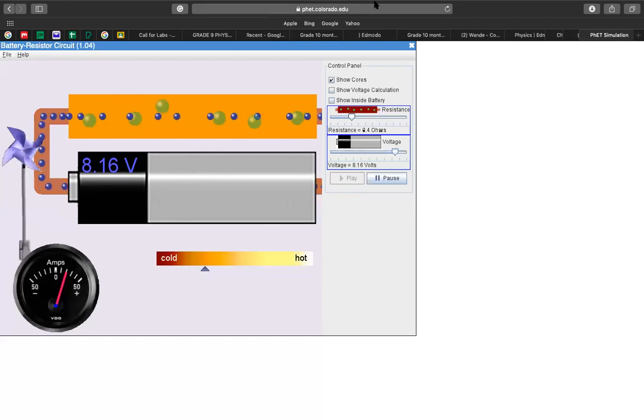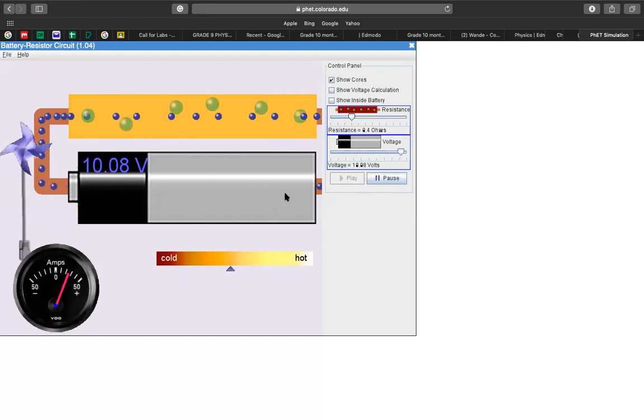Any more questions? Yes, sir. What does the 8.16V represent? That is the value of our voltage. So if we increase the voltage over here, that would increase the value of the voltage, and therefore the pressure that the battery puts out to cause the electric flow of charge.